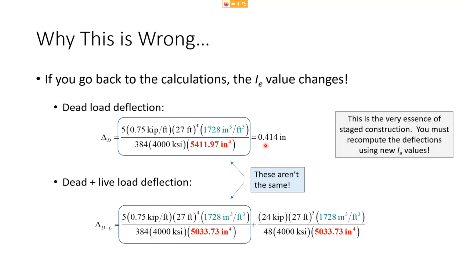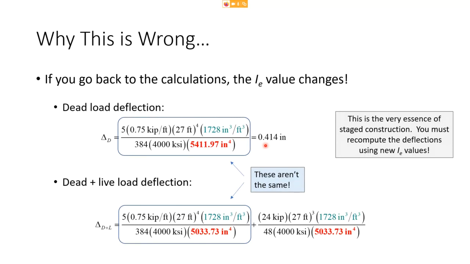If we could do that, we wouldn't have to go through computing dead load deflection and then dead plus live and then taking the difference. Because if you were going to do that, you could just compute the live load deflection by itself. And you can't do that because under live load, the beam is experiencing the dead load as well. So you have to account for all of it.